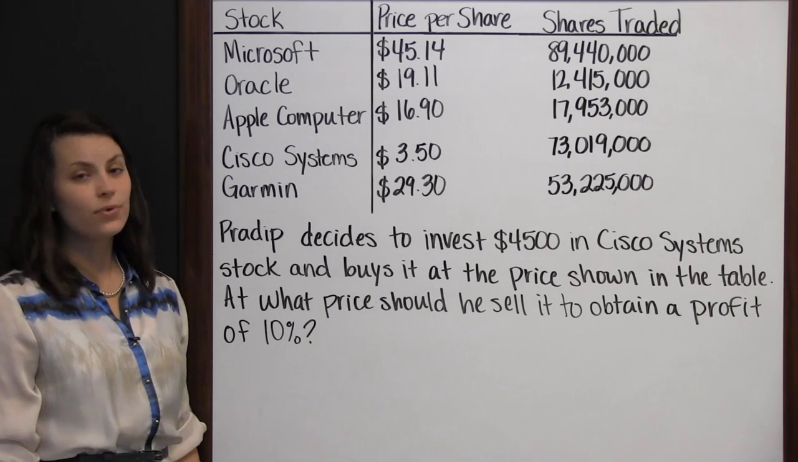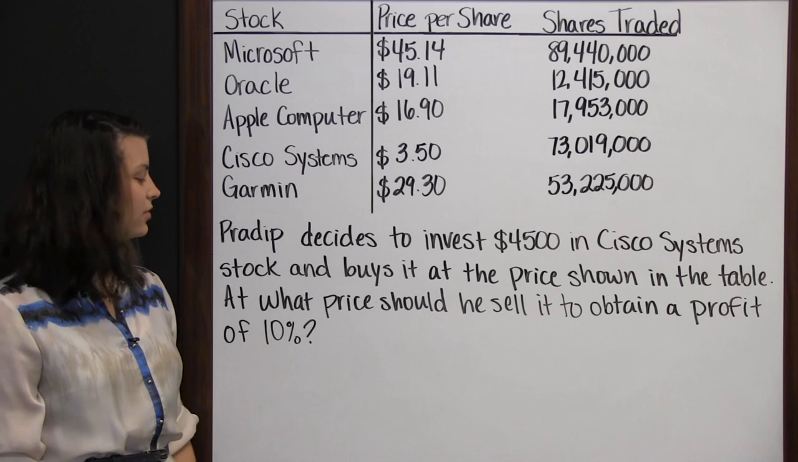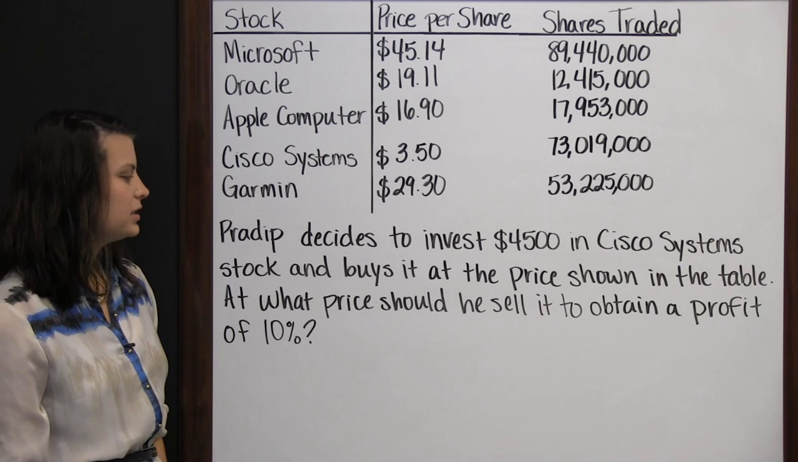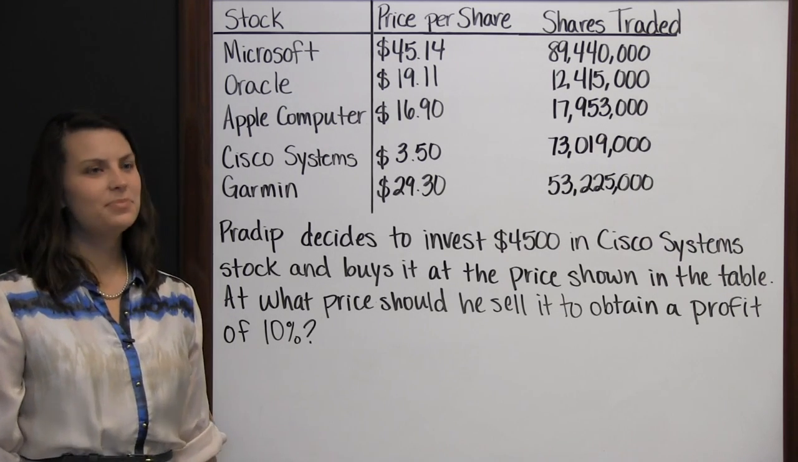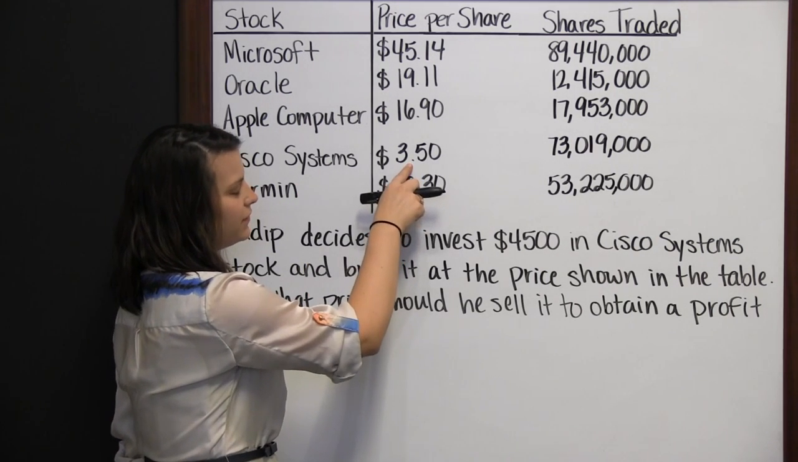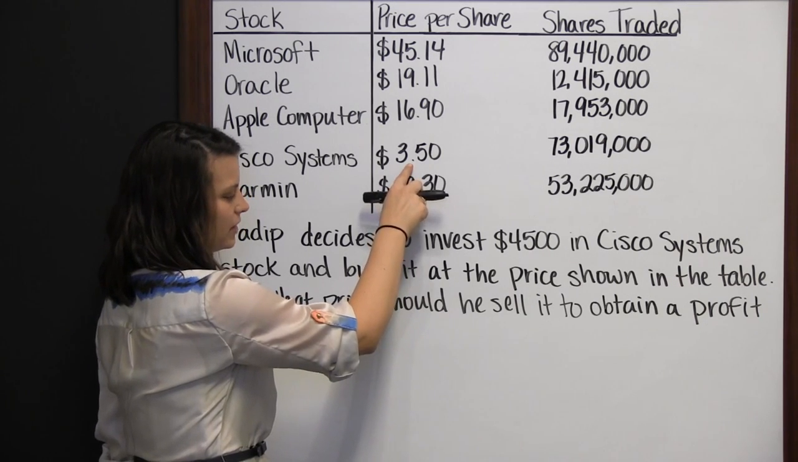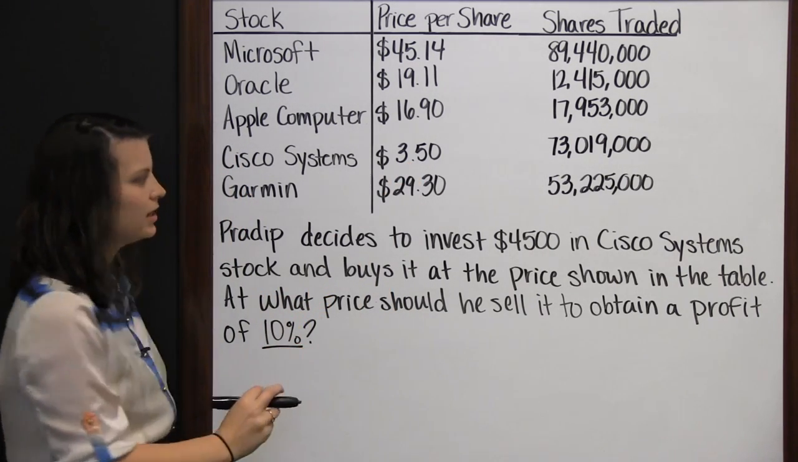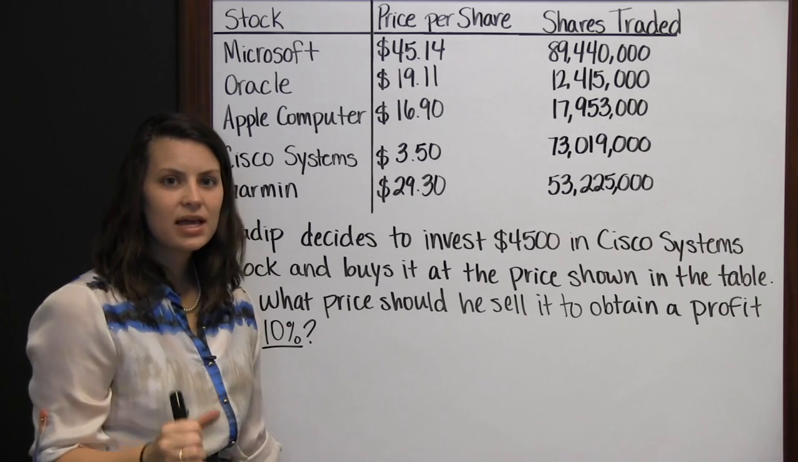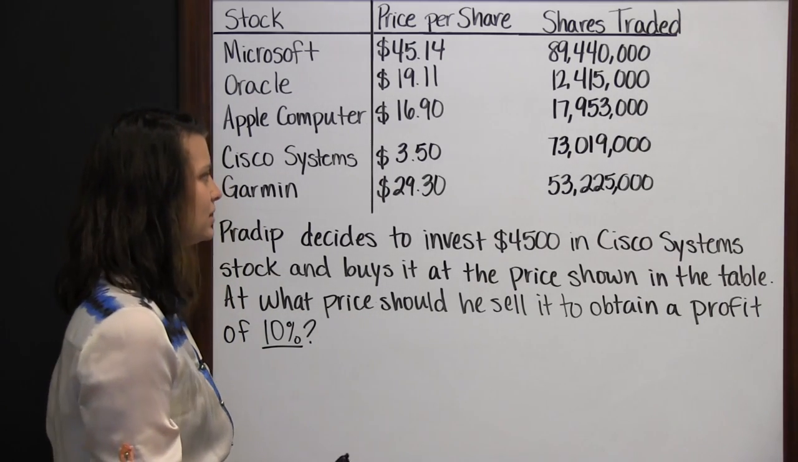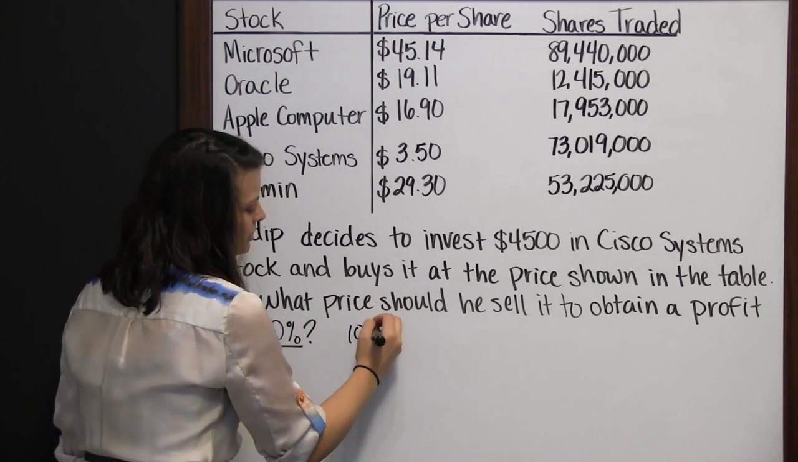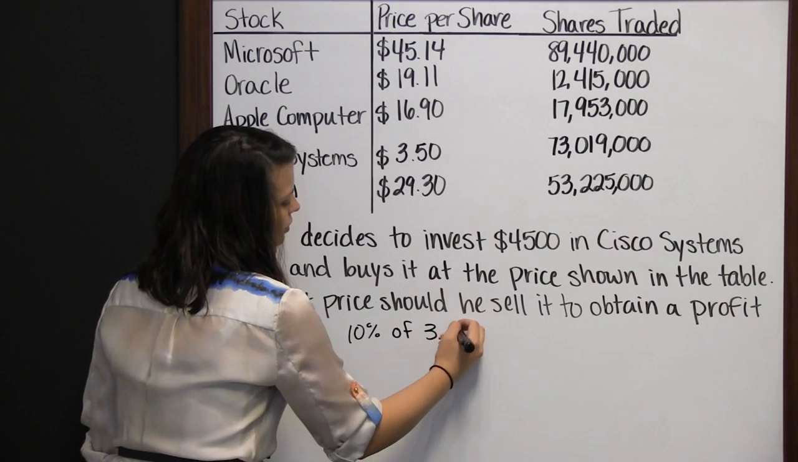Pradeep decides to invest $4,500 in Cisco Systems stock and buys it at the price shown in the table. At what price should he sell it to obtain a profit of 10%? So he's buying Cisco Systems stock at $3.50 per share. If he wants to make a profit of 10%, then he needs to sell his stock when the price per share is 10% higher. And there are several ways to solve this problem. I'll show you one. So first I want to know, what is 10% of $3.50?